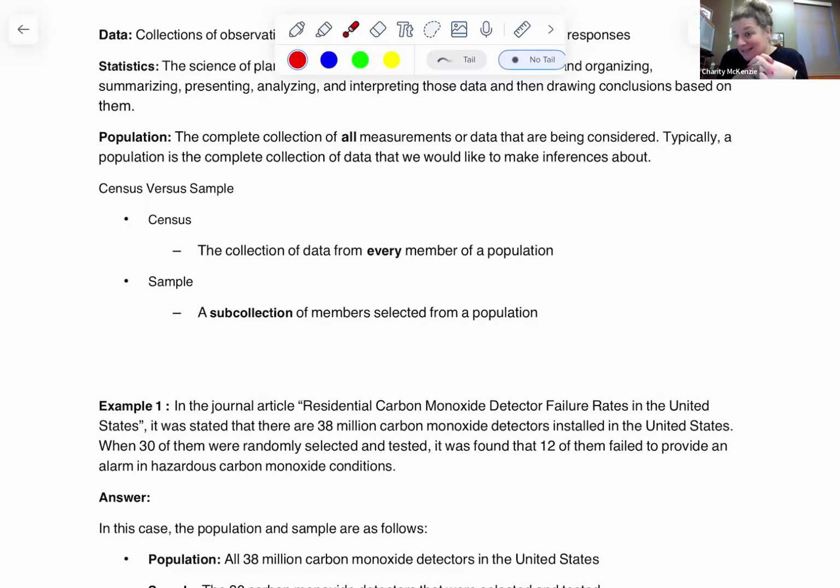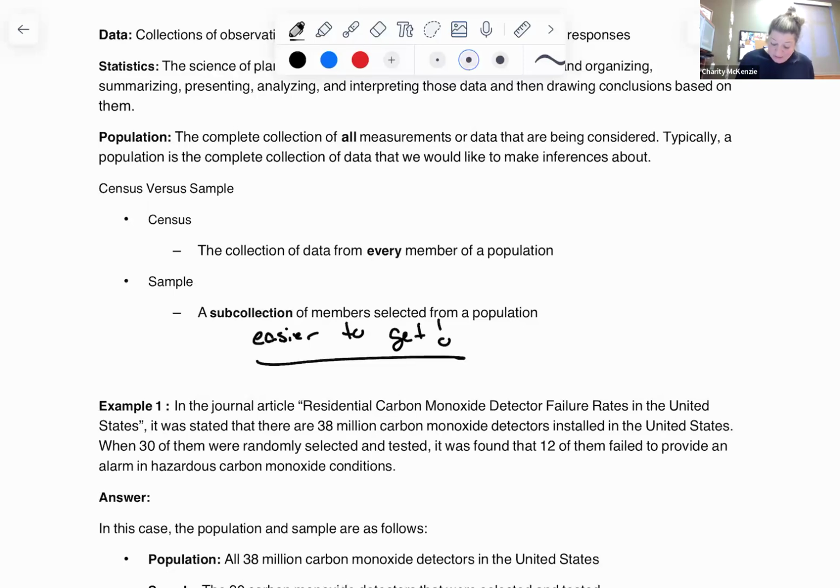Or I can get a census. And a census would be a collection from every single person in your population, which would be Sheridan. Oh, that'd be super hard to do, right? A census is really difficult. That's why we have samples. So this is easier to get, right? Because your sample is just by far the easier thing to do.